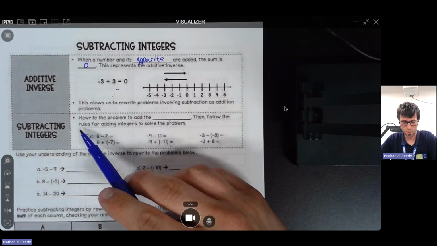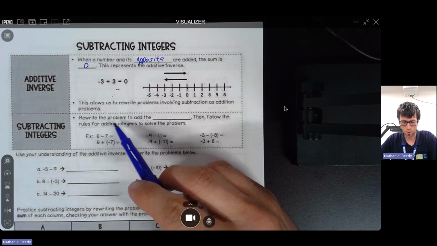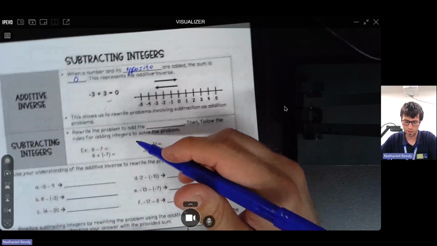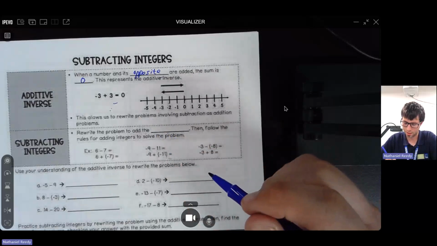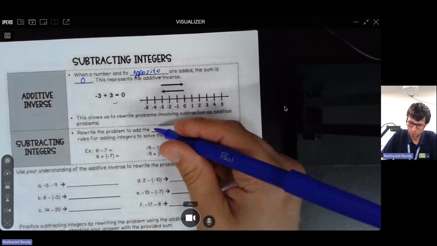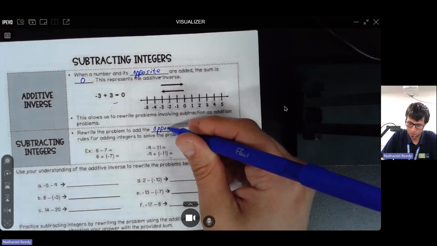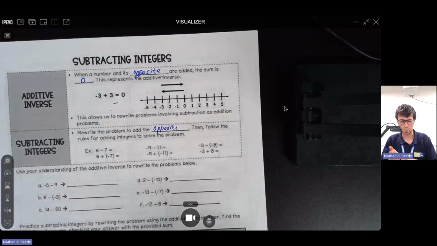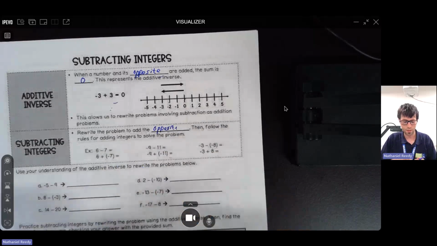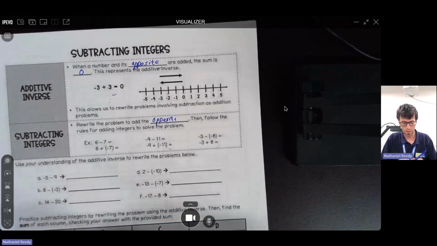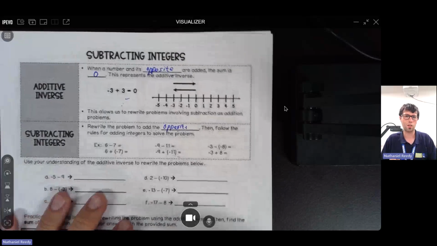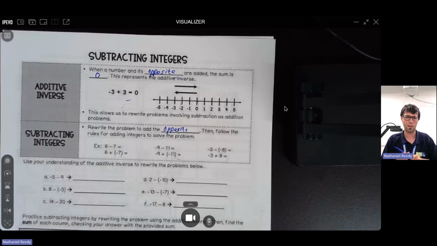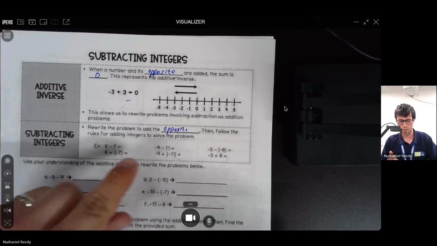So here, subtracting integers: rewrite the problem to add the opposite sign. Then follow the rules for adding integers to solve the problem. For example, if I have 6 minus 7, another way of saying that is 6 plus negative 7. When I subtract, it's the same thing as adding a negative. I can say it either way.